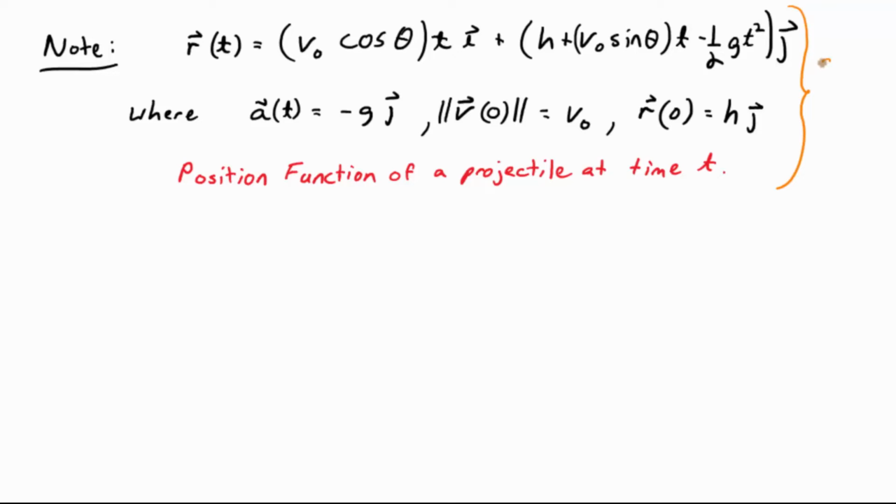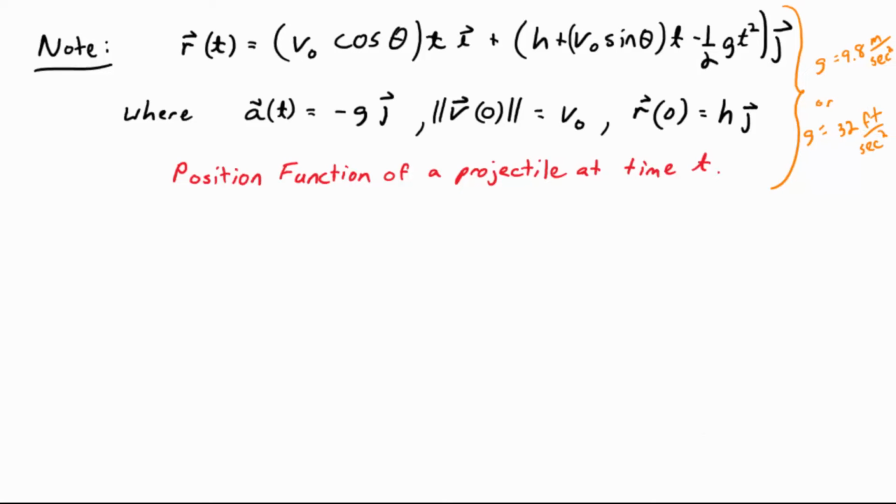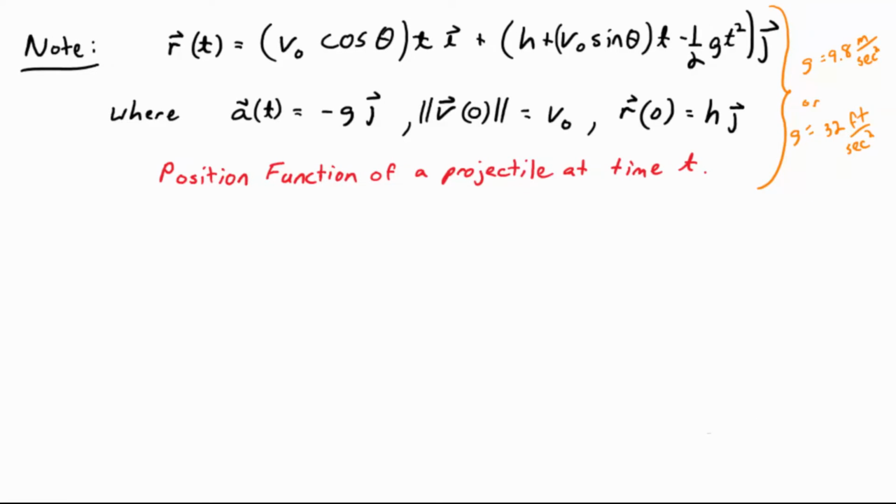So g could be either we'll use 9.8 meters per second squared, or g could equal 32 feet per second squared. And if your distance measurements in meters, you're going to use the first one. If your distance measurements in feet, you're going to use the second one. Okay? And I think that might actually help answer your question from earlier as well.